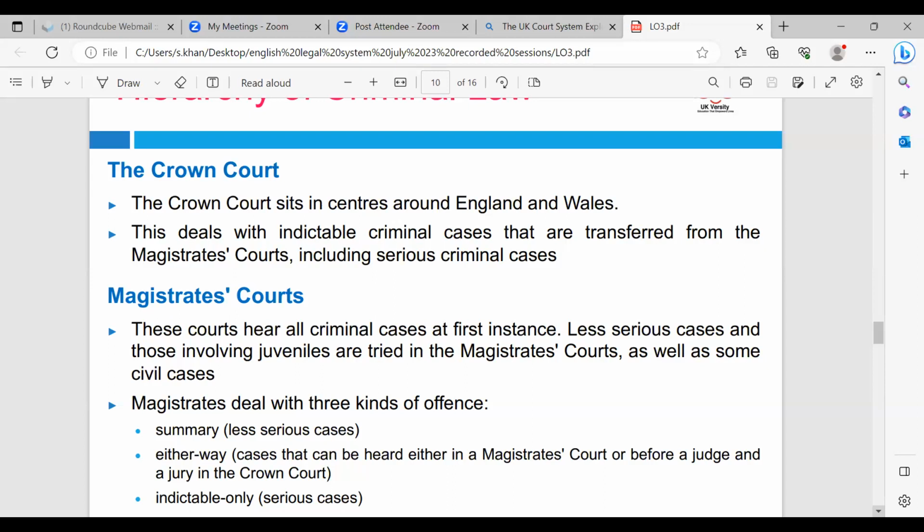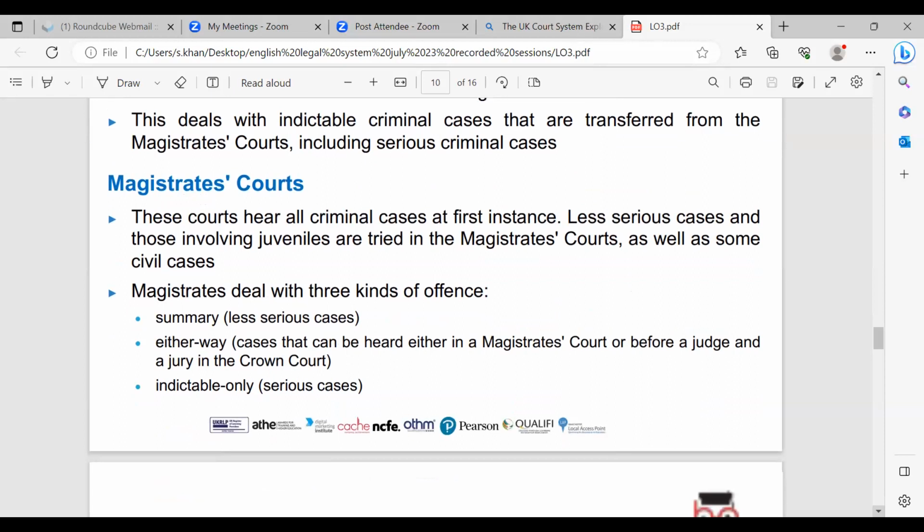So we're just going to go on to look at magistrates' courts. These courts hear all criminal cases at first instance. Less serious cases, such as those involving juveniles, are tried in magistrates' courts, as well as some civil cases. Magistrates' courts deal with three kinds of offences, as I've just mentioned: summary, either way offences. Summary offences are the less serious offences. Then either way offences, cases that can be heard, as I mentioned earlier, both in Magistrates' Court or before a judge in the Crown Court and a jury, and then indictable only offences, and these are more serious offences.